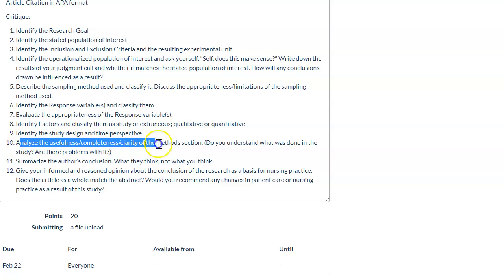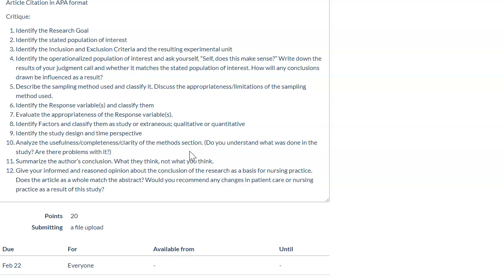Then analyze the usefulness or completeness of the method section. I've just been commenting on that. Do you understand what was done in the study? Yes, mostly. Are there problems with it? Yes, there's some problems with it because it's not quite clear how they collected the exercise data. And if they collected exercise data that way, that's not really that useful, in my opinion. I think a much stronger study, although a much more difficult study to do, would be: let's assess their self-leadership and their planning, let's see what happens over the next 6 months, and get in touch with them and see how much they've exercised in that 6 months.